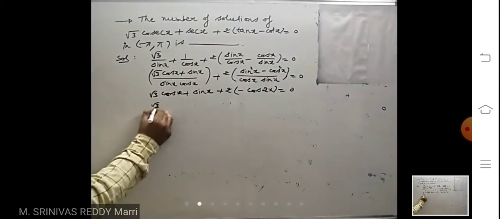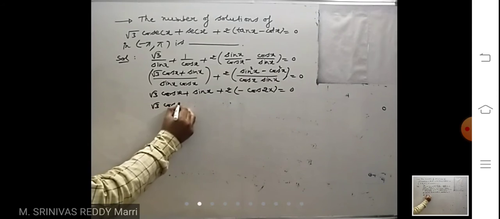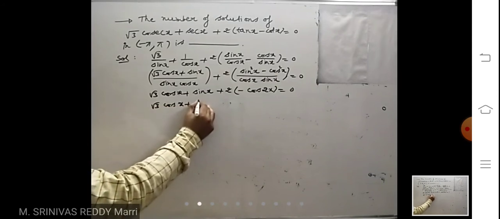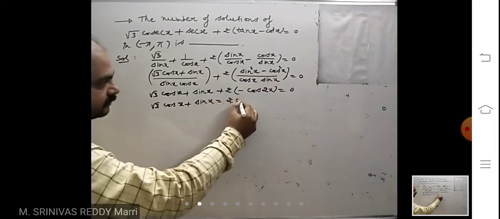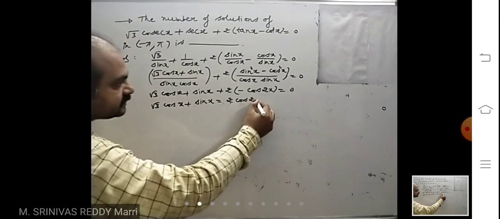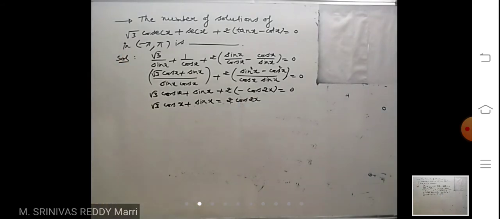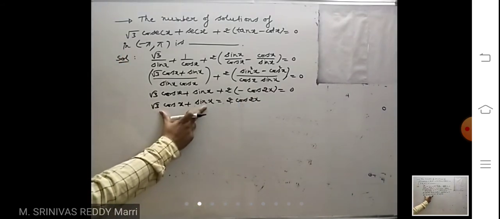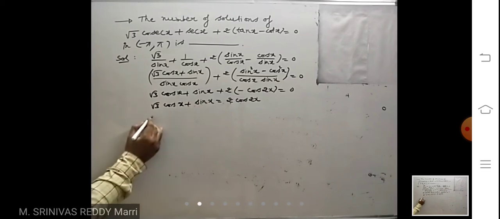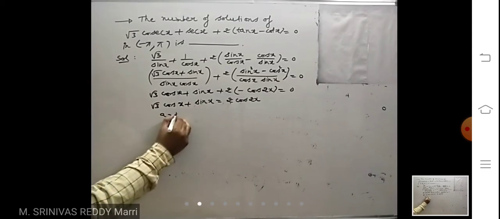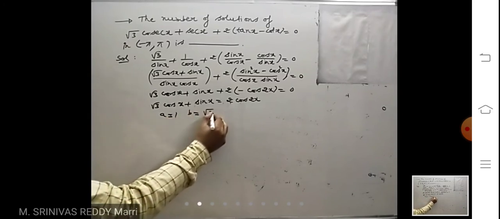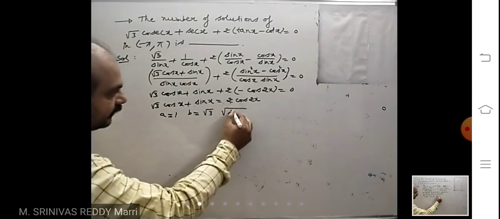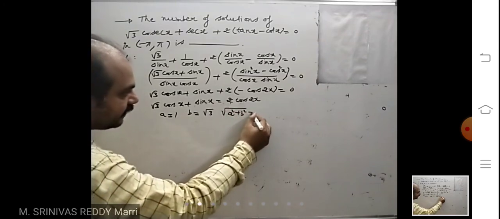Now look at here. Root 3 cos x plus sin x equals to 2 cos 2x. Now look at our term here. Root 3 cos x plus sin x is there. Multiply and divide with root of a square plus b square. A equal to 1, b equal to root 3. Root of a square plus b square is nothing but root 4, that is 2.